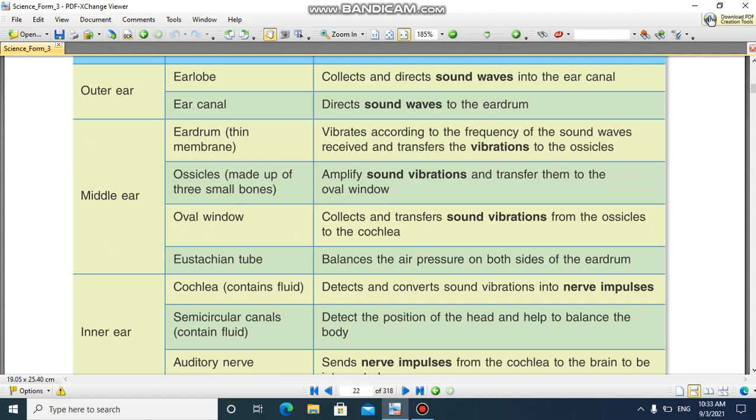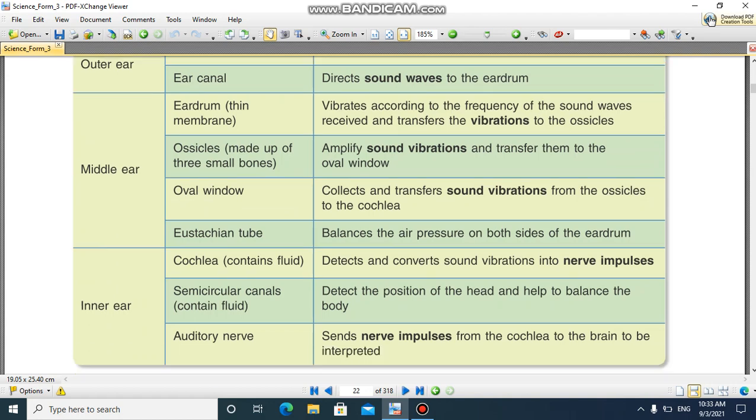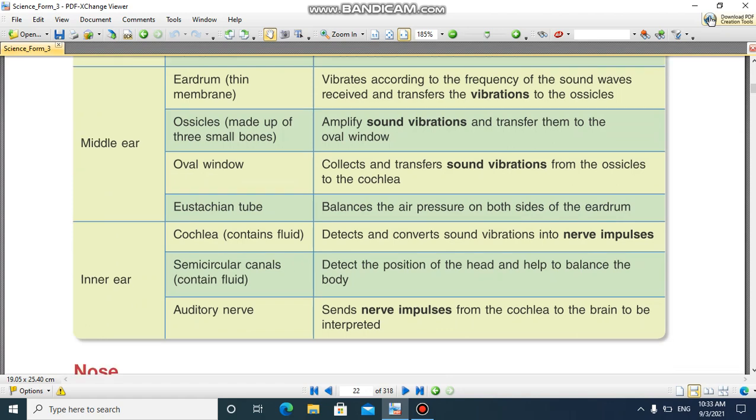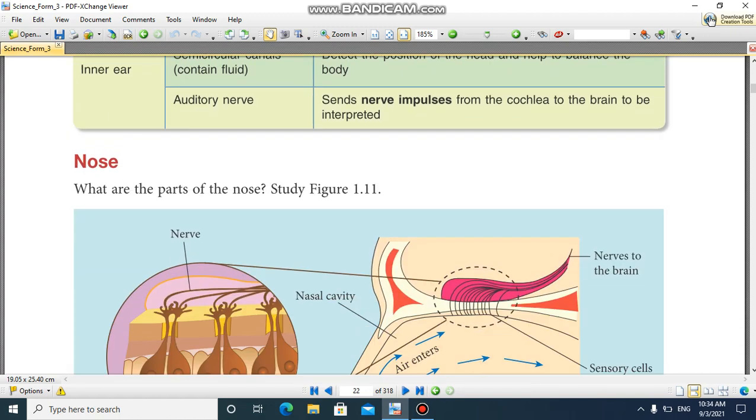The eustachian tube balances the air pressure on both sides of the eardrum. In the inner ear, we have the cochlea, which contains fluid. The semicircular canals contain fluid also, and there is the auditory nerve. The cochlea detects and converts sound vibration into nerve impulses. The semicircular canals detect the position of the head and help to balance the body. The auditory nerve sends nerve impulses from the cochlea to the brain to be interpreted.